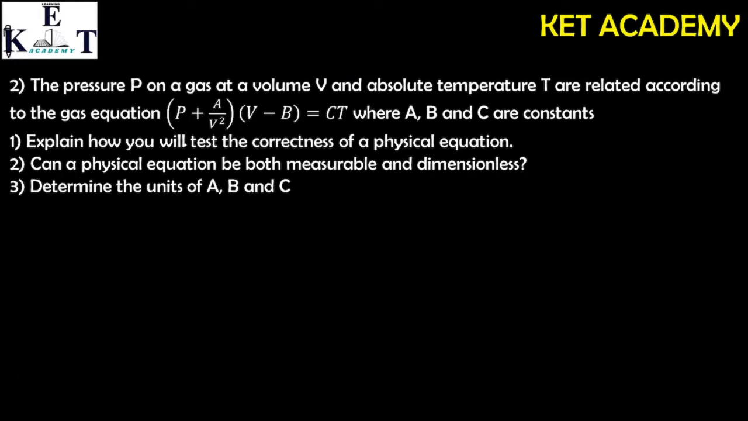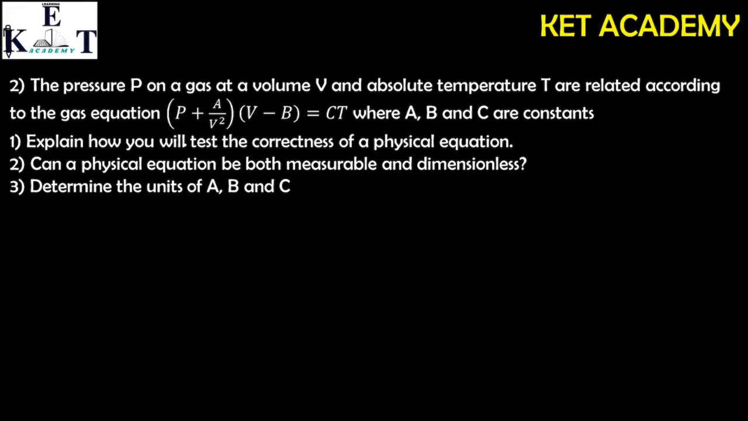Question 2 says the pressure P on a gas at a volume V and absolute temperature T are related according to the gas equation (P + A/V²)(V − B) = CT, where A, B, and C are constants. 1. Explain how you will test the correctness of a physical equation. B. Can a physical equation be both measurable and dimensionless? Determine the units of A, B, and C.